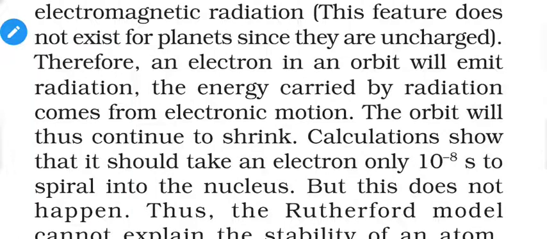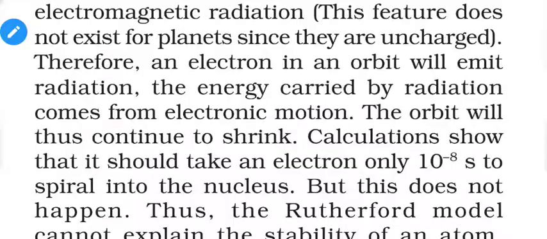So if electrons are emitting radiation, that means they are emitting one type of energy. As we know, according to the law of thermodynamics, we cannot create or destroy energy, we can only convert one form of energy to another form. So an electron in an orbit will emit radiation. The energy carried out by radiation comes from the electronic motion. The orbit will thus continue to shrink. It must shrink. Calculation shows that it should take an electron only 10 raised to minus 8 seconds to spiral into the nucleus, but this does not happen.